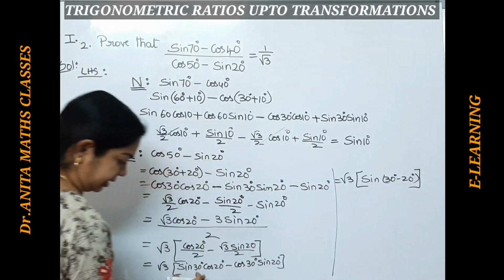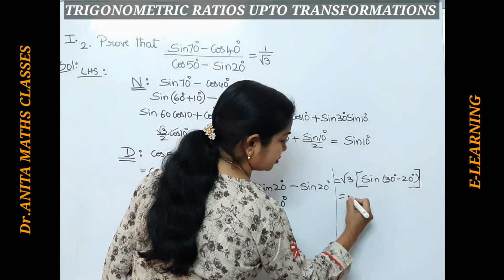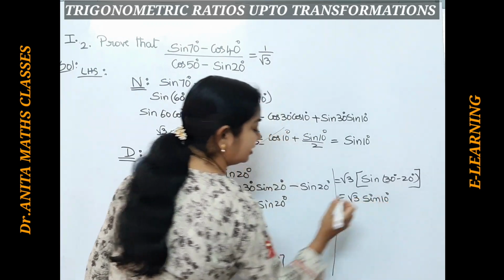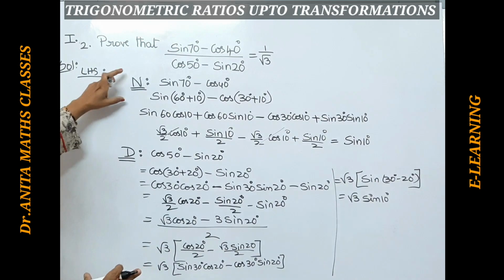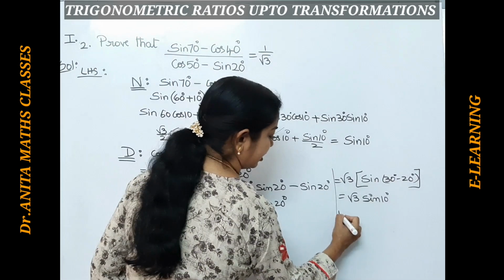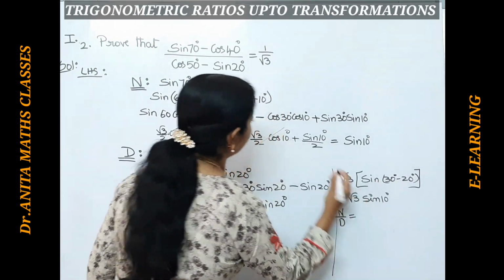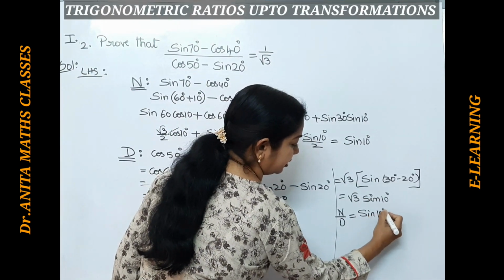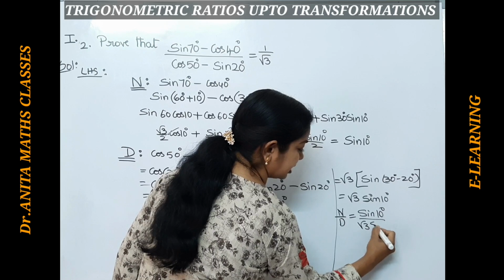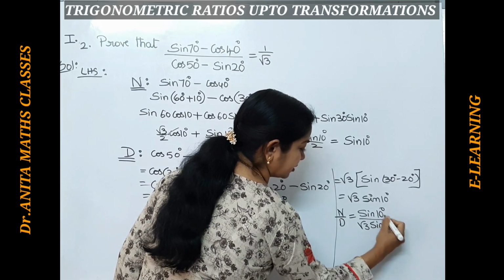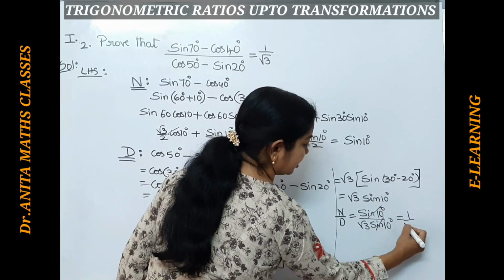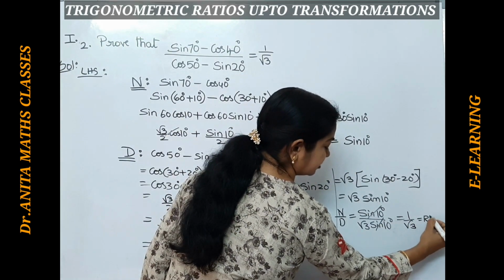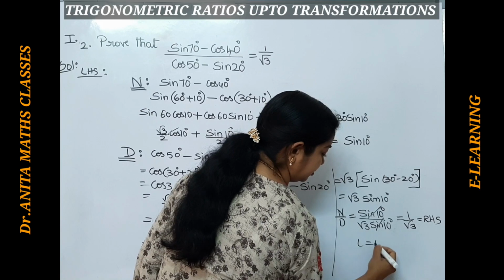So this becomes root 3 sin 10 degrees. This is just the denominator part. Now numerator by denominator, if we write the answer here, the numerator we got as sin 10 degrees, and the denominator we have root 3 sin 10 degrees. So you can cancel this off. This becomes 1 by root 3, that is the RHS. So LHS is equal to RHS.